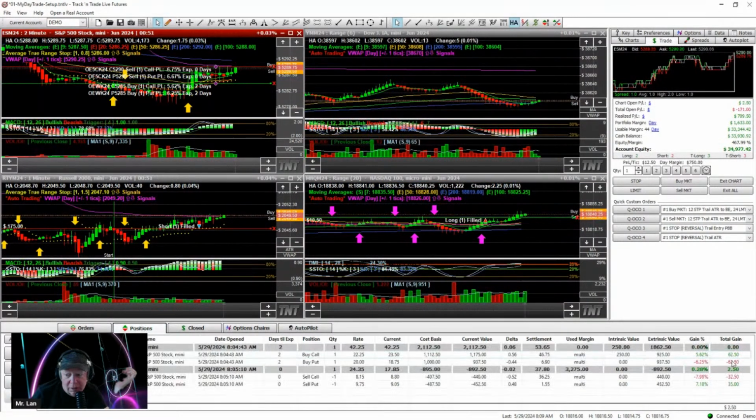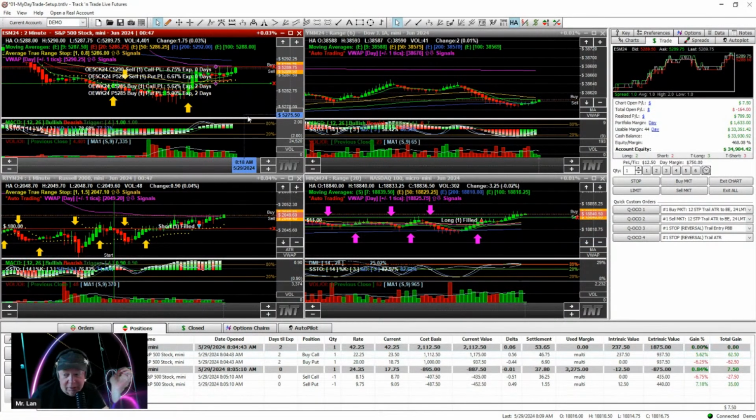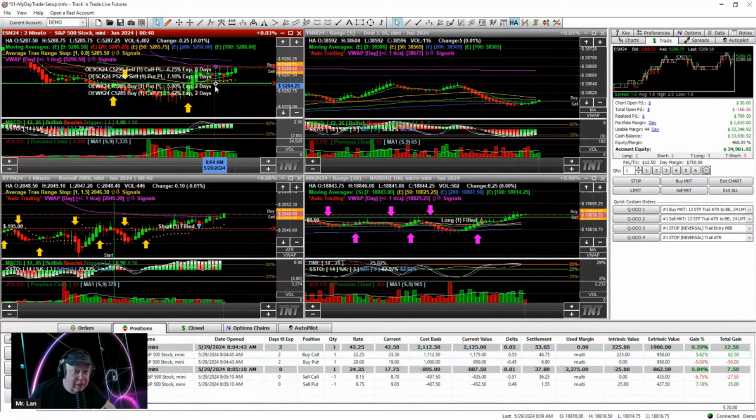Positions. We're up $17 on our options, so it's doing its job. It's just sitting there doing nothing. All right, but I'm going to let the insurance policy run overnight. That was the idea, right?